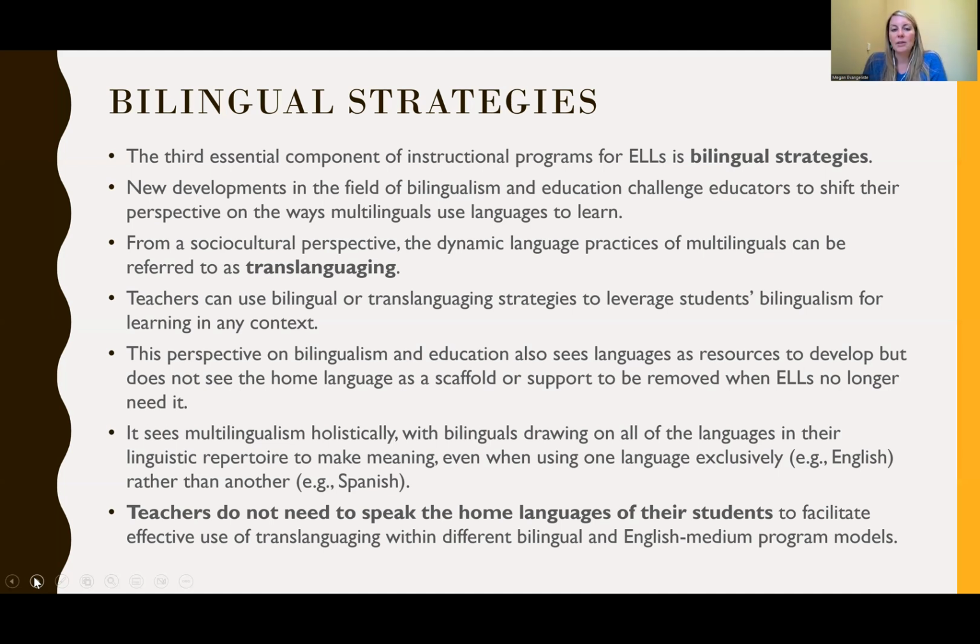This perspective on bilingualism in education also sees language as a resource to develop, but does not see the home language as a scaffold or support to be removed when English learners no longer need it. So instead, it sees multilingualism holistically, with bilinguals drawing on their languages and their linguistic repertoire to make meaning, even when using one language exclusively, such as English, rather than another, such as Spanish. So teachers do not need to speak the home languages of their students to facilitate effective use of translanguaging within different bilingual and English medium program models.